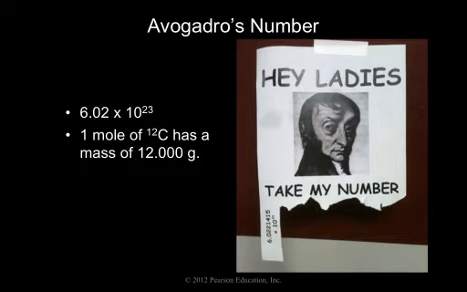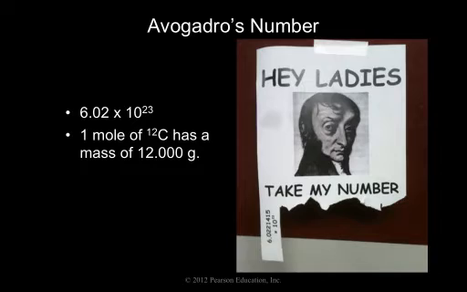So it's similar to a number like a dozen. If you say you have a dozen apples, you know you have 12 apples. If we said we had a mole of apples, we would have 6.02 times 10 to the 23rd apples. So it's just a number that's equal to a quantity. In this case, that quantity we're calling the mole.